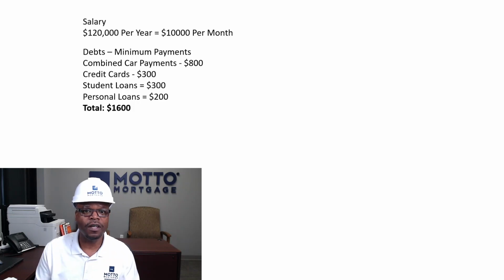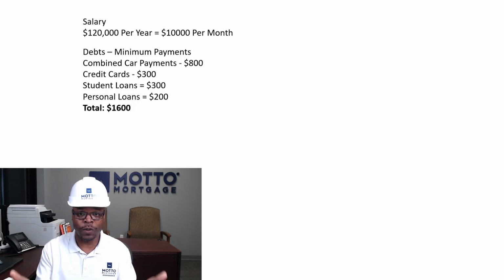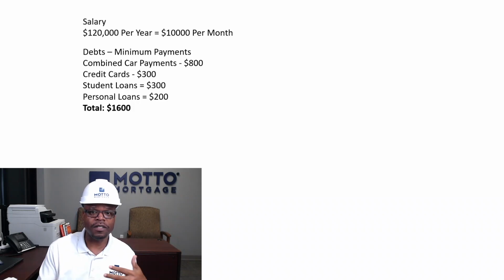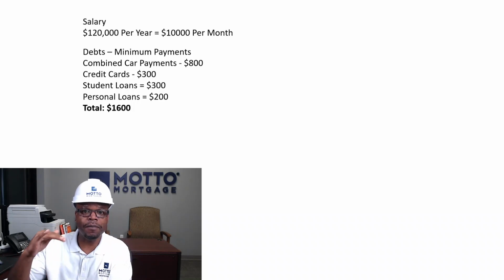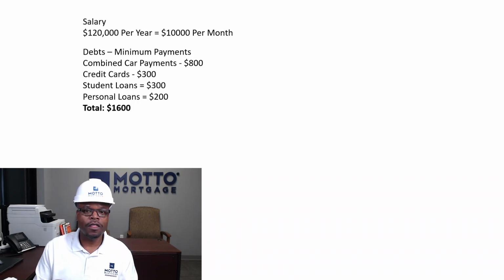So in this case, I was going off a two-person household. So you had a combined income of $120,000. You had 2 cars, and combined the cars end up being $800 a month. We have credit cards; you add up the minimum payments on the credit cards, and we get to $300 a month. The student loans.